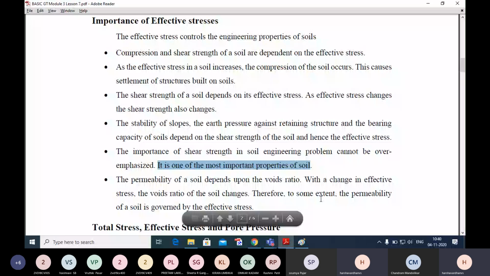Also, the permeability of the soil depends on the void ratio, and when the effective stress changes, the void ratio of the soil also changes. So we can say that to some extent, the permeability is also governed by the effective stress. That's why we are studying this chapter: effective stress is very important, because many engineering properties such as compressibility, shear strength, and permeability are dependent on it.